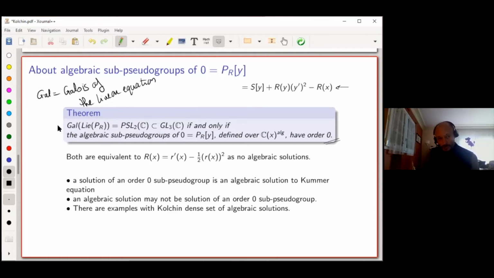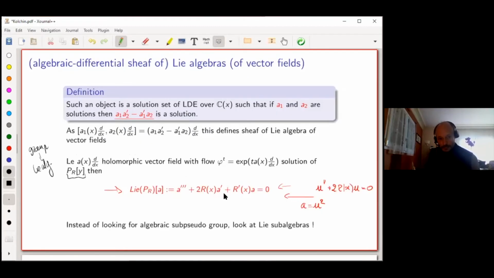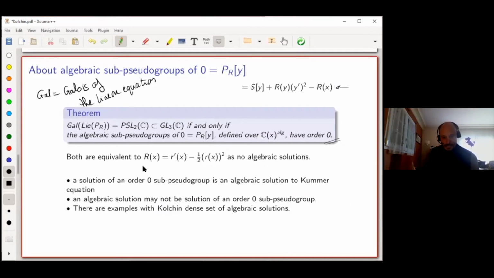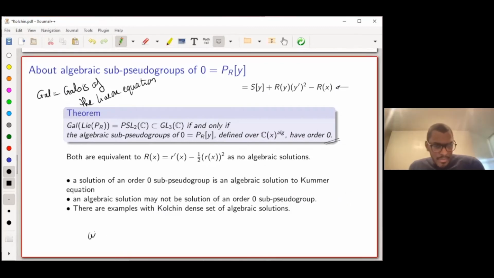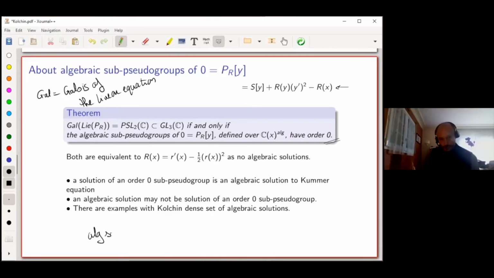So you can look at the Lie algebra of the Galois group of the Lie algebra of the Galois group, and maybe you have to stop somewhere. But here, the Galois group of the linear equation, this one here, is the projectivization of the Galois group of this equation here. Okay. And so now among all algebraic solutions, you have two types of algebraic solutions.